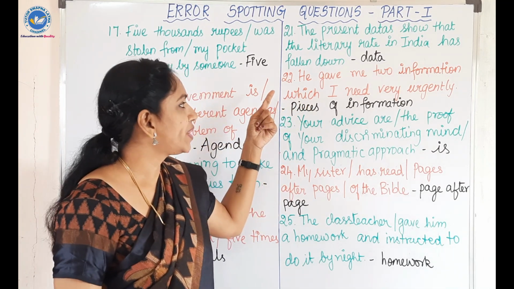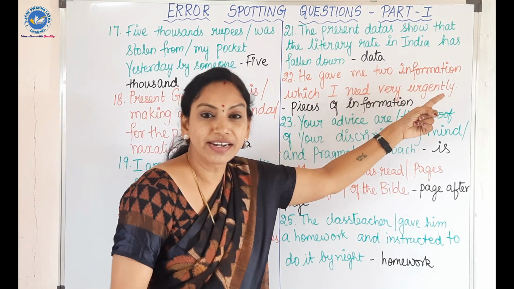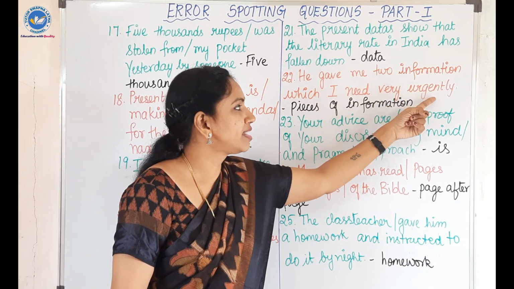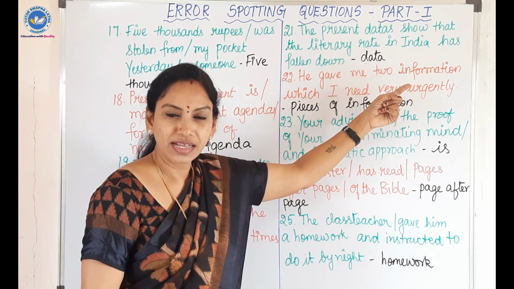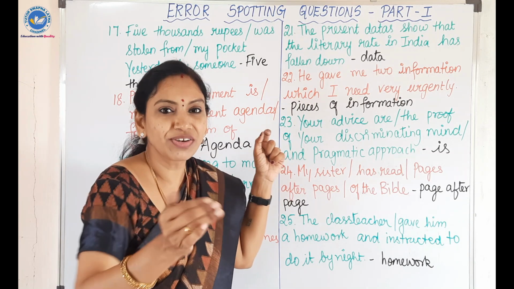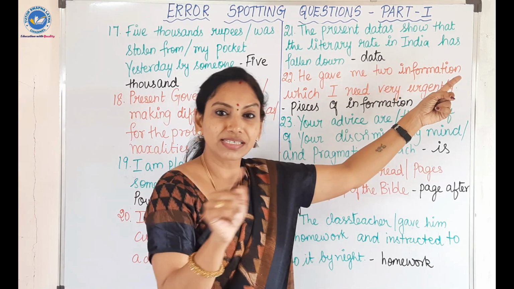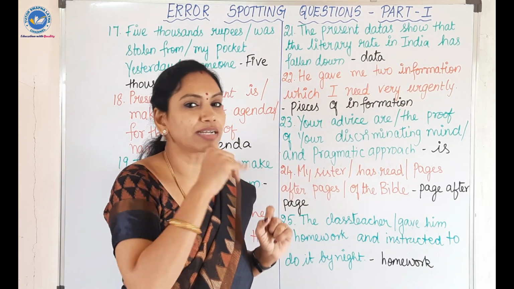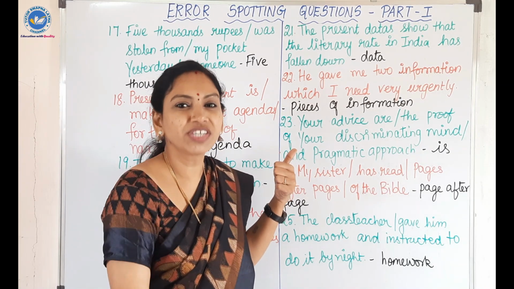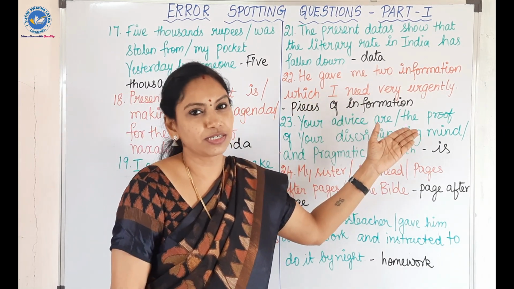Okay. Next, 22nd question, my dear friends. He gave me two information which I need very urgently. So information, it's abrupt, it's like incomplete. So how should you change that? Two pieces of information. Two is plural only, no? So two means plural, but I cannot add s after information because information is an uncountable noun. I already told you. So informations is wrong. So how should you change that? You have to add a plural for that. So you are adding pieces of information.